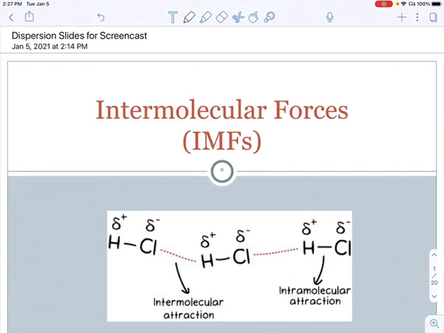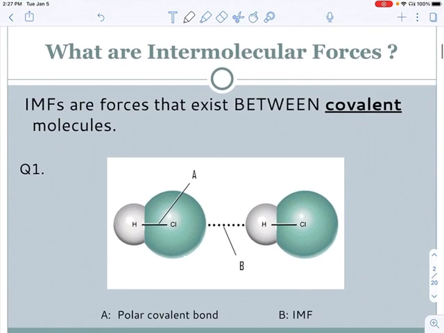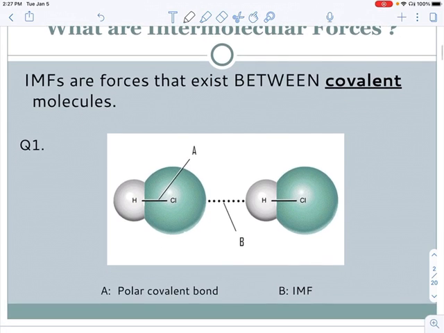In this video, I'm going to introduce intermolecular forces and talk about one specific type of intermolecular force, and that is dispersion forces. So, to review, an intermolecular force is a force of attraction that exists between covalent molecules. And this is a picture of an intermolecular force here.